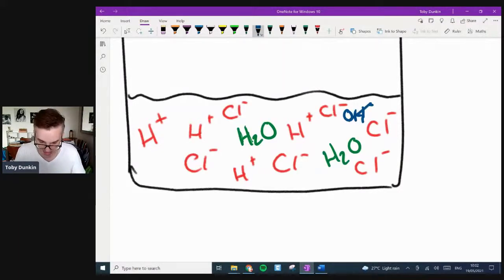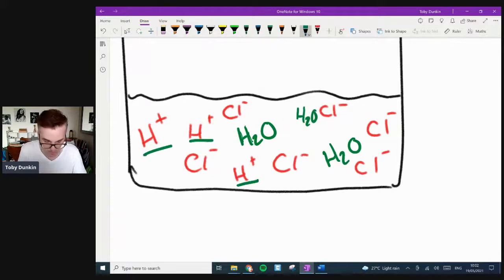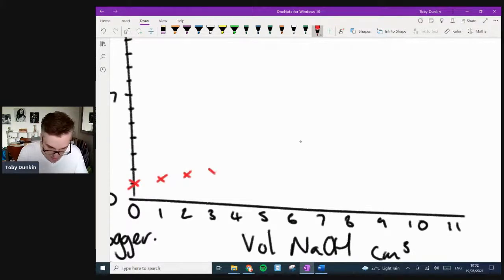And this one now cancels out this one, and they now become water. So they now become water as well. Once again, there are still loads of H pluses floating around. The pH does increase, but not by much.